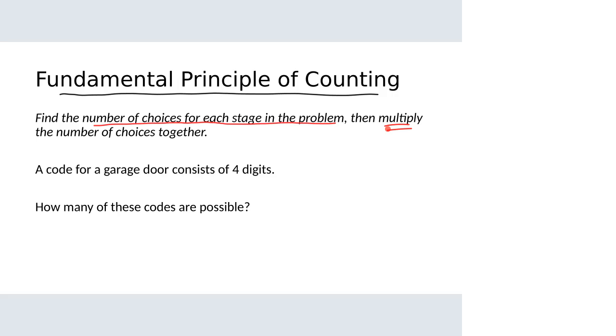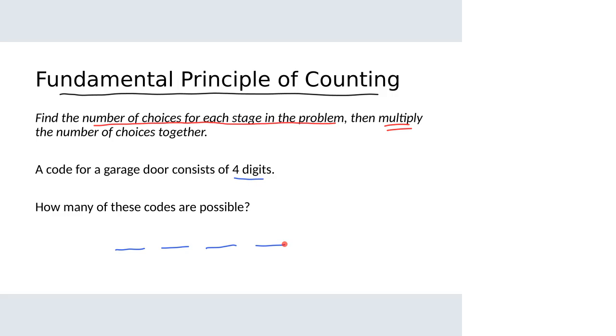For example, a code for a garage door consists of 4 digits. How many of these codes are possible? You don't necessarily have to set up a problem this way, but I always do. I find it really helpful to say, okay, there are 4 digits in this code. So here's the first digit, second digit, third digit, fourth digit. Those are the 4 digits in this code.